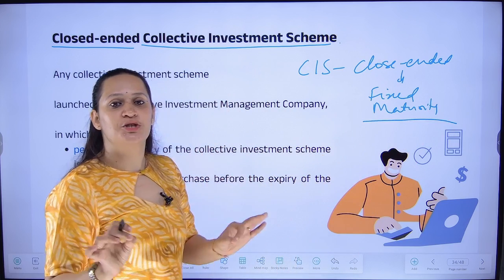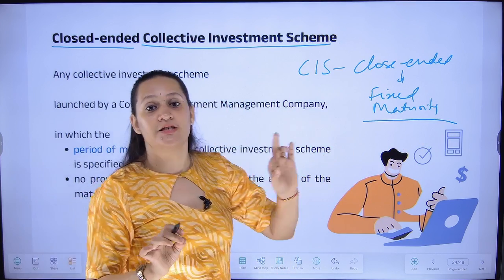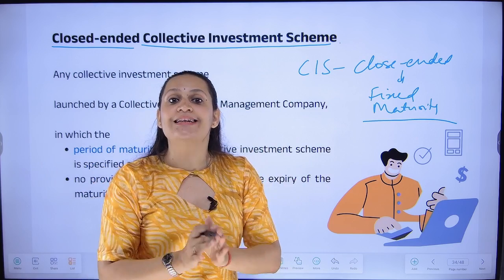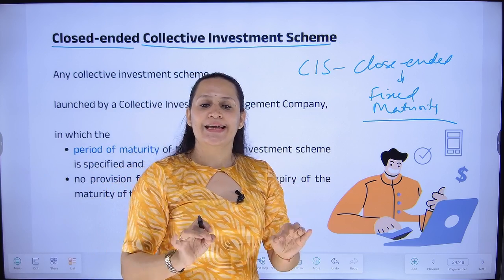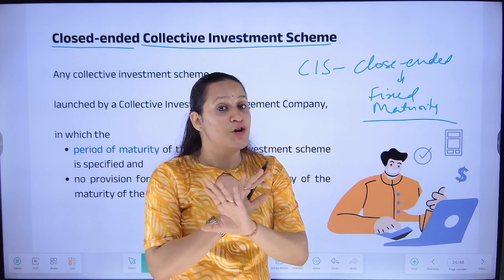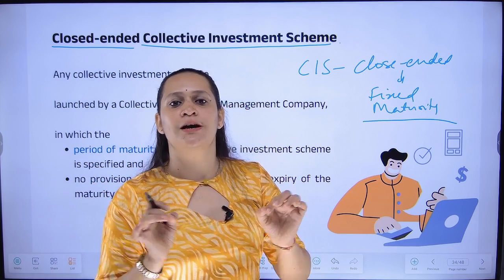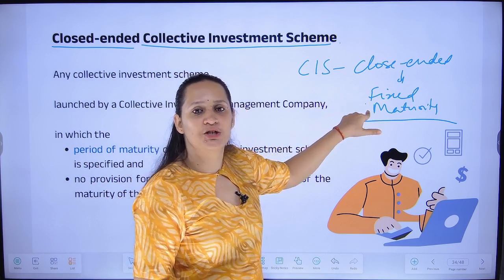It should have a fixed maturity period. That means open-ended schemes are completely prohibited. Any collective investment scheme cannot be open-ended. It has to be close-ended. That means it should have a fixed maturity period.